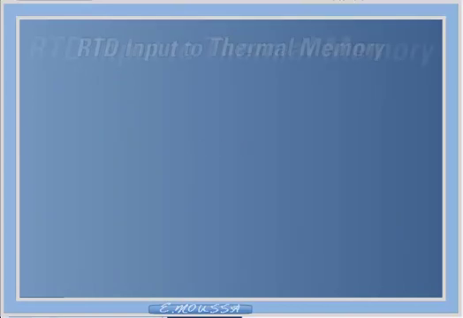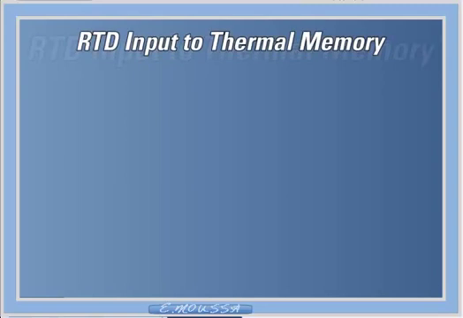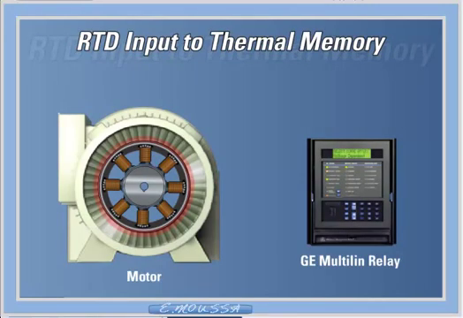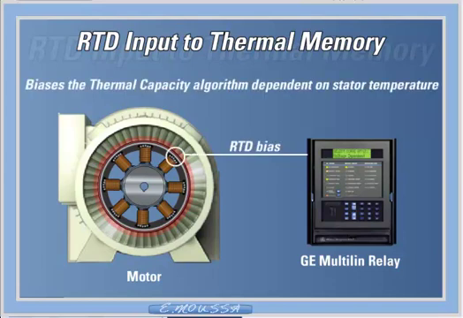RTD input to thermal memory. GE Multilin relays also have an RTD bias input to thermal memory function, which also biases the thermal capacity algorithm depending on the stator temperature.